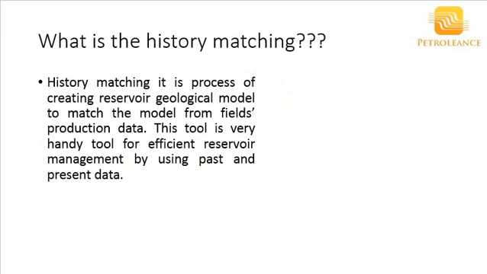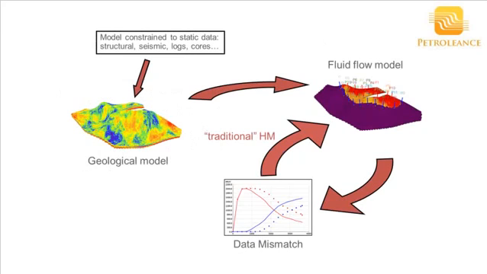Firstly, what is history matching? History matching is the process of creating a reservoir geological model to match the model to the field's production data. This is a very handy tool for efficient reservoir management, using past and present data. Because in the oil and gas industry, return on assets is very significant. It helps to create optimal future reservoir production with high performance. History matching aids in updating the present reservoir model and optimizing future production prediction.